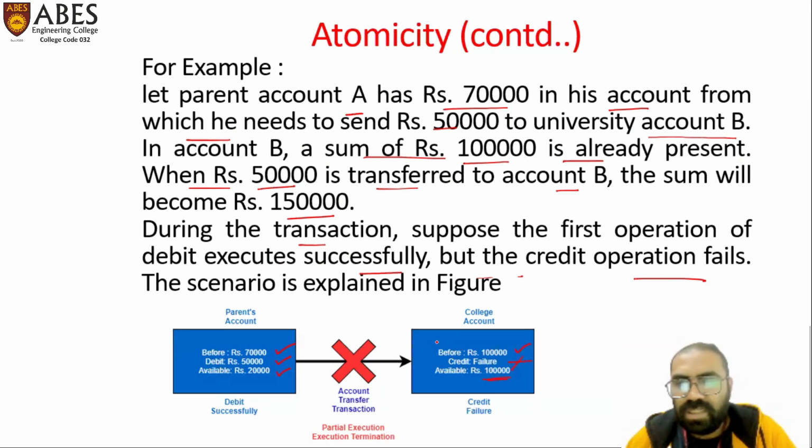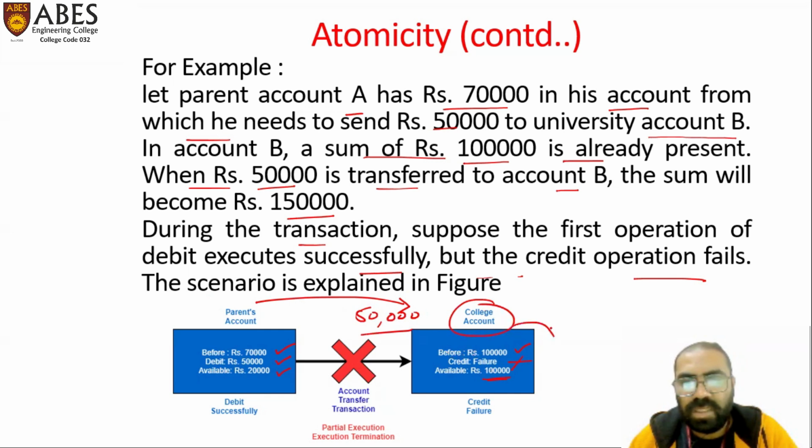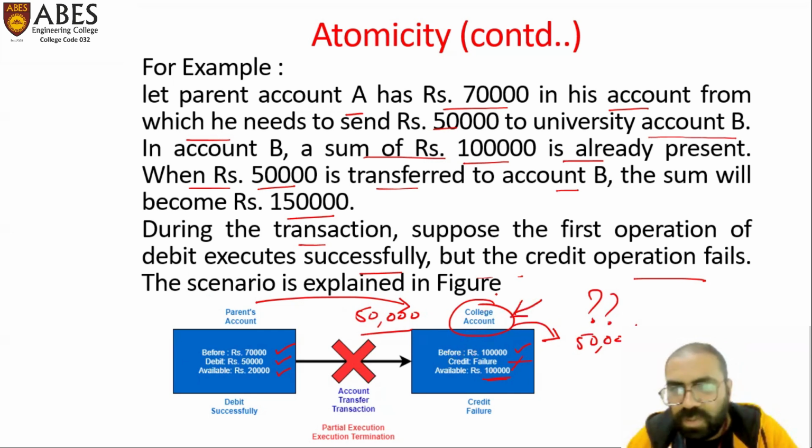Now what exactly is going on here? From the parents' account, 50,000 has to be debited and credited into the college account, but it has failed. Now, who is responsible for the 50,000? The college will claim, I have not received the money. The parents will say, I have sent the money. So an intermediate transaction state should not happen.